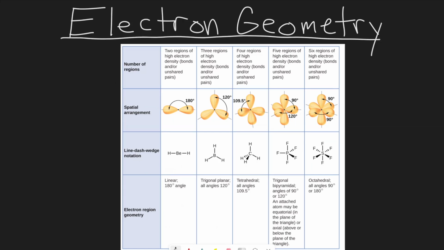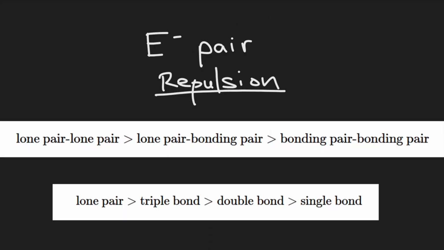So starting with two regions of high electron density, if there are two things, whether it's lone pairs or bonds, around a central atom, it's known as linear. If there are 3 electron regions, it's known as trigonal planar, all of the 3 being in the same plane. If there are 4 regions, it's tetrahedral. If there are 5 regions, it's trigonal bipyramidal, as we just talked about. And if there are 6 regions, it's known as octahedral. All of the angles are 90 degrees.